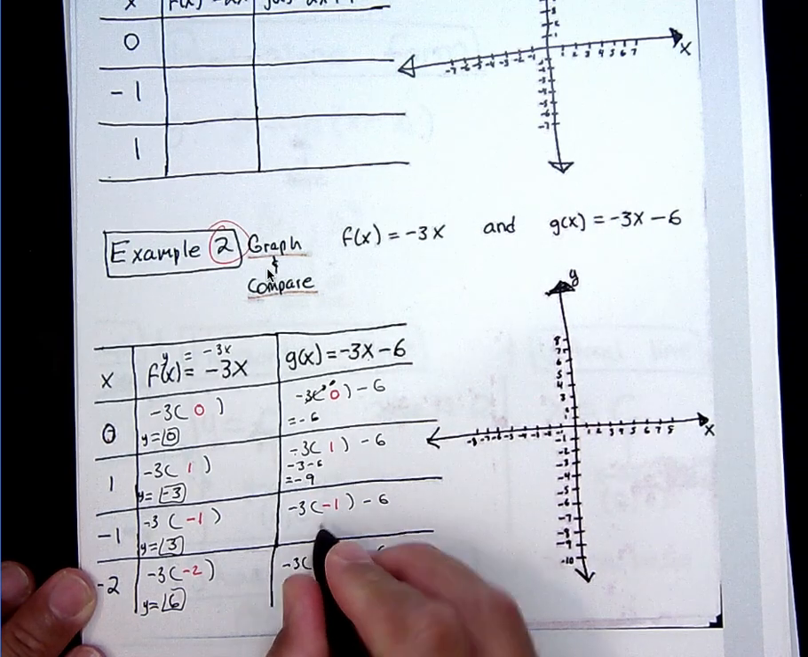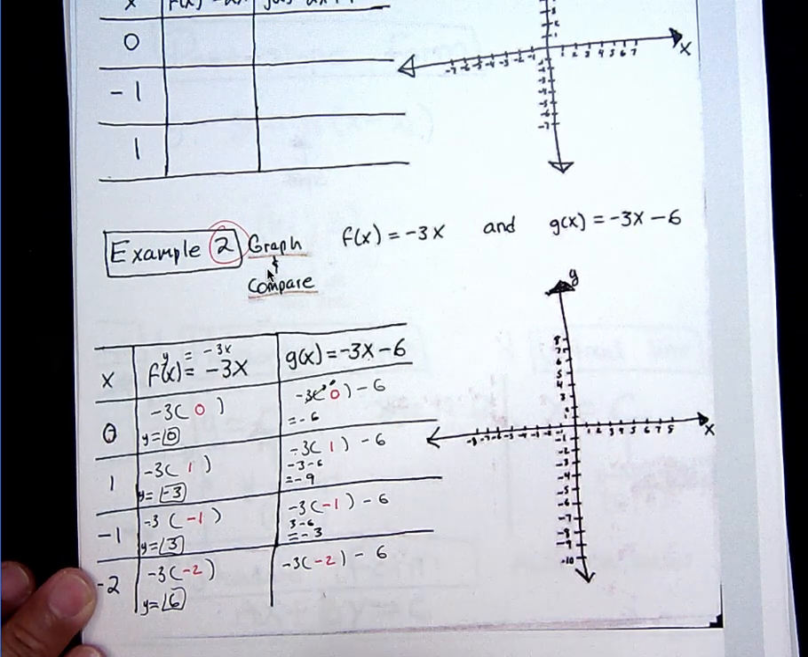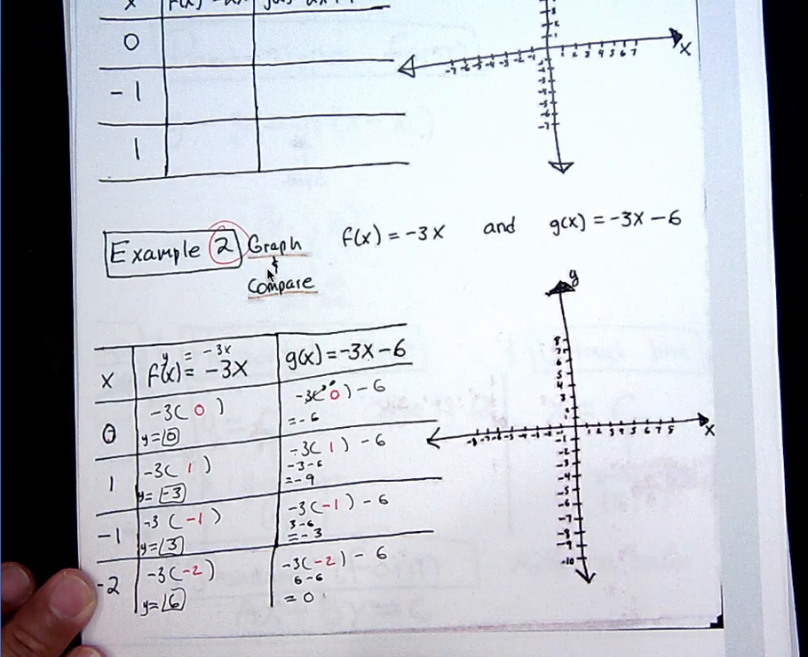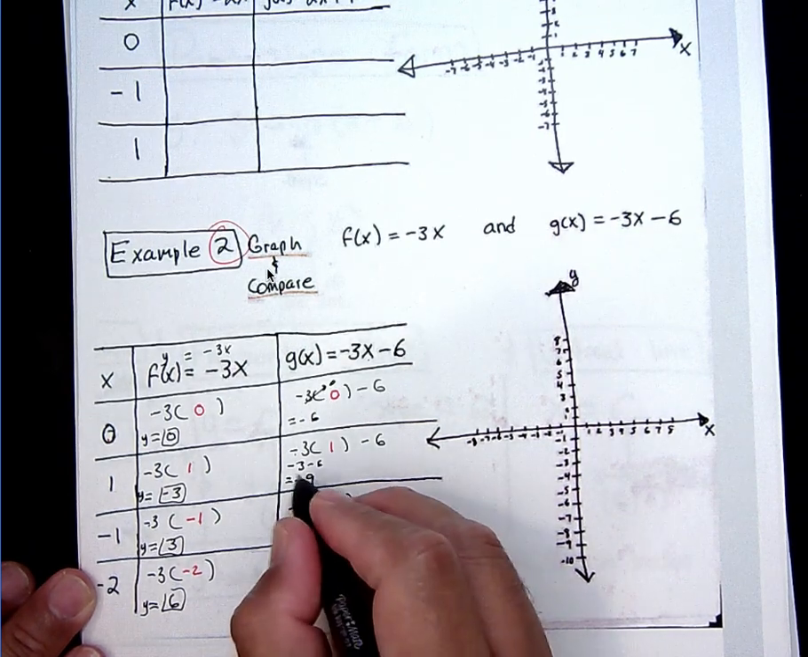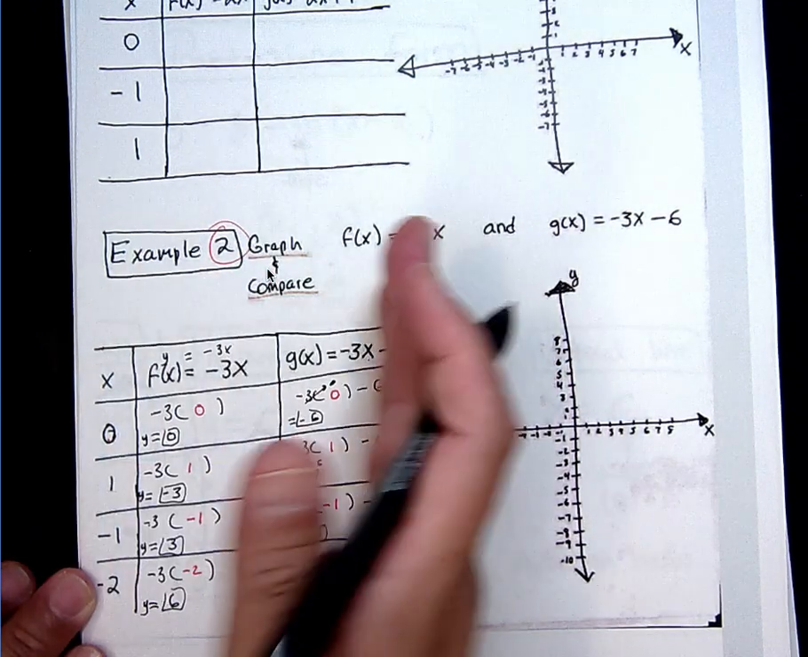Okay, here let's continue. That would be +3 minus 6. That will give you -3, and that one would be +6 minus 6. That will give you 0. 3 times 2 is 6, minus the 6 gives you 0. So these are the y's again of this function, because there's two different functions.